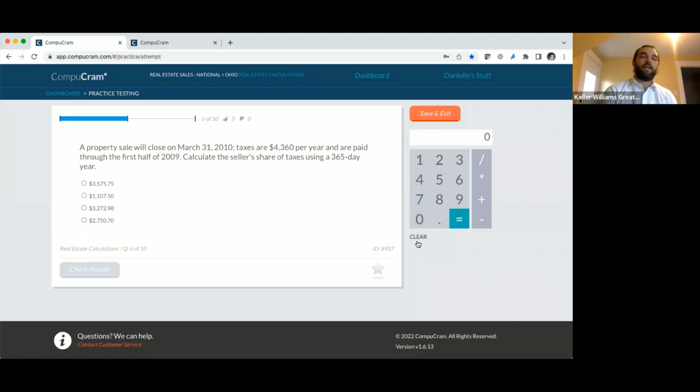You're going to be calculating taxes that the seller owes, and they've only paid through June 30th of the prior year. So you're going to go all the way back to the back half of 2009 to figure out the cost of that time in the home.